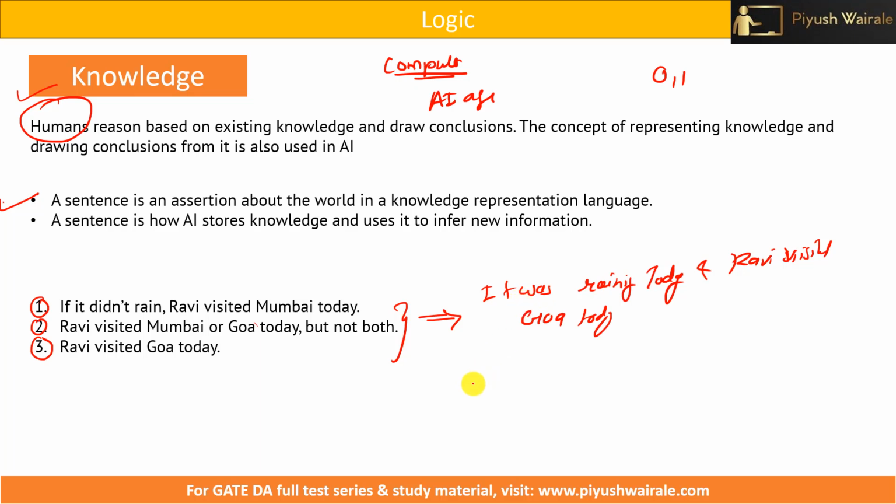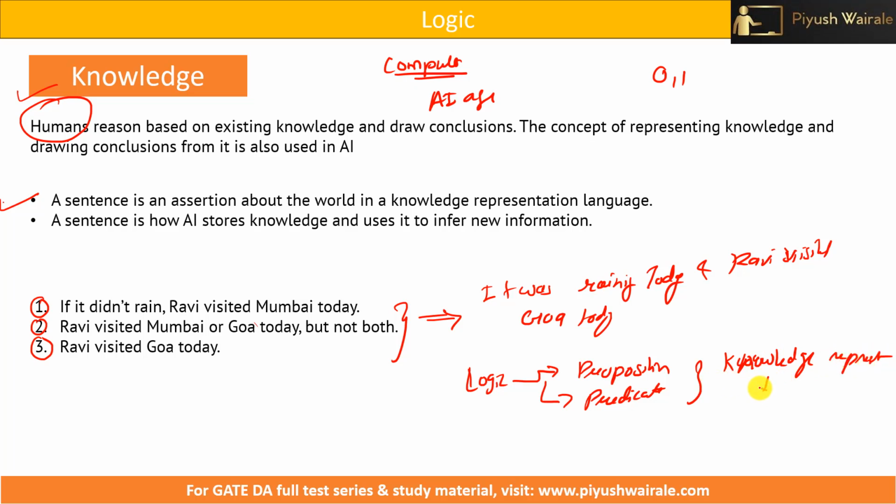So for this purpose we also use logic, that is propositional logic, right? And the second one is predicate logic. So we are focusing on these two types of logic. This is what is given in our GATE syllabus. And this is what we call knowledge representation, and inside that it is logical representation, right? So the logical representation of particular sentences we can say is about propositional and predicate logic.